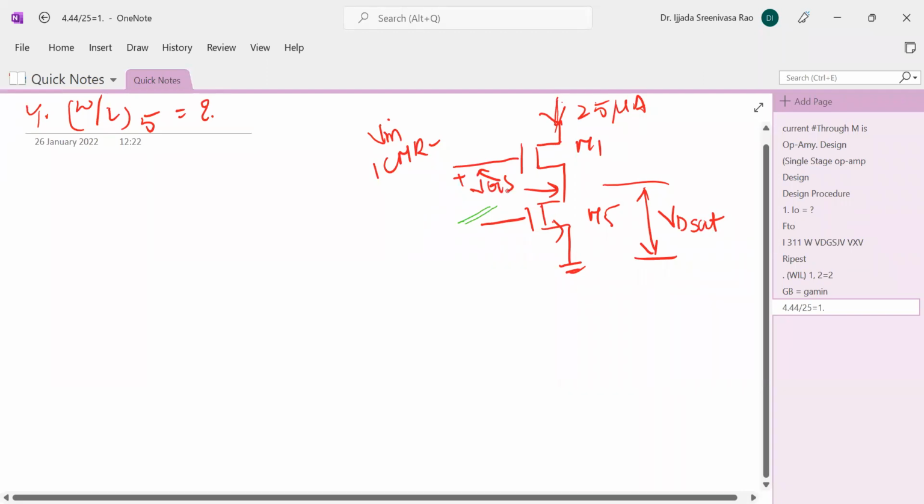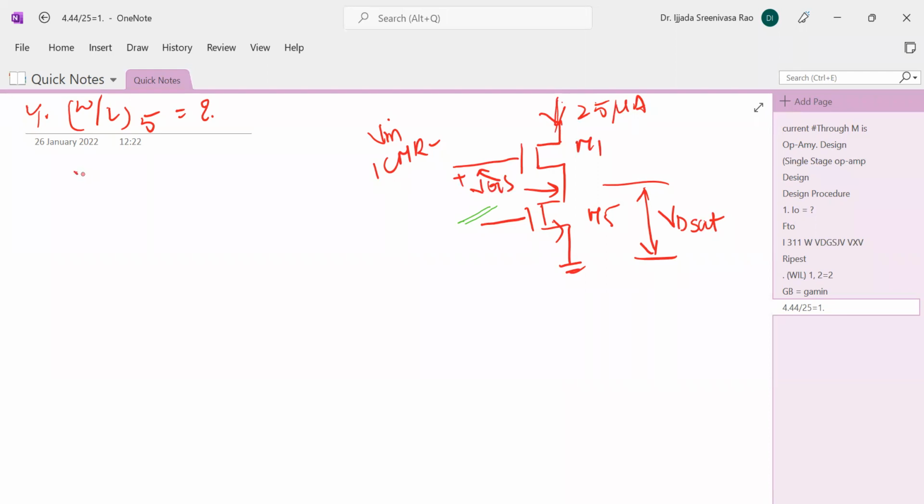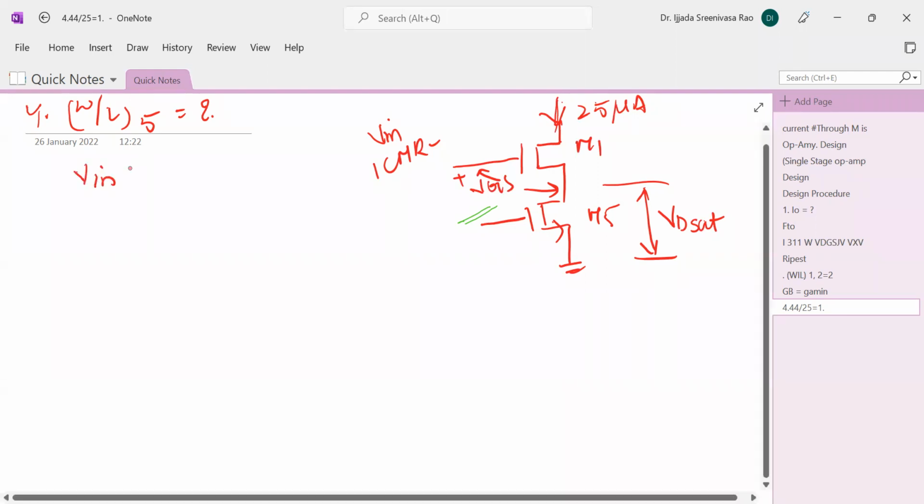Now, what is the condition? Vin should be greater than VGS1 plus VD sat. VD sat means the voltage at this point. So this plus this must be less than Vin. So what is the ICMR value? ICMR minimum value, 0.8 or 0.6?